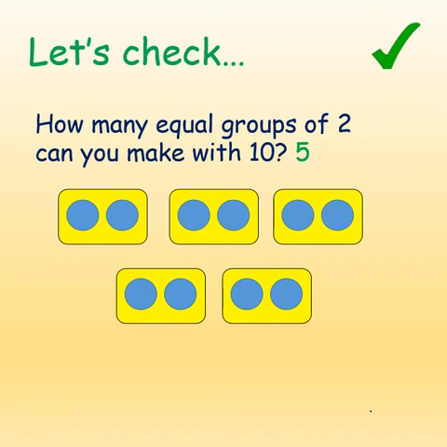Okay, let's check. How many equal groups of 2 can you make with 10? You should have worked out that you could make 5 equal groups of 2, okay? So you needed to draw your 10 counters and then group them in groups of 2, and you should have worked out that you had 5 groups altogether. So well done if you got that right. If you didn't, don't worry, because we're going to keep practicing.